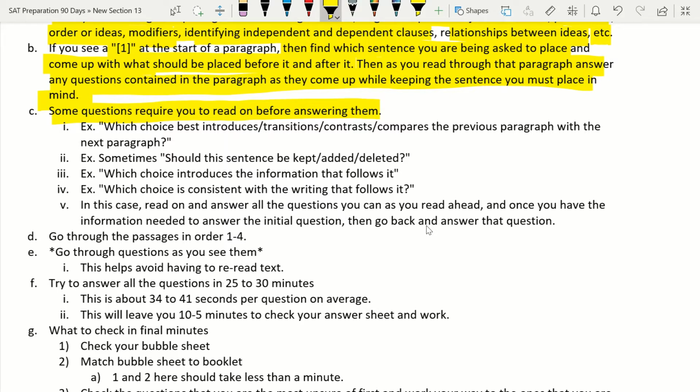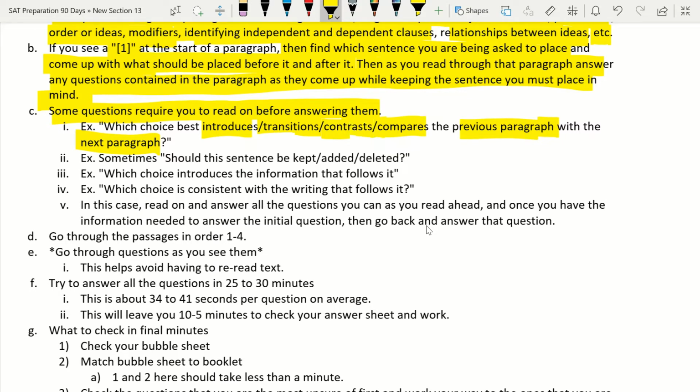Some questions that you're going to need more context on before you answer them are generally going to look like this: which choice best introduces, or transitions, or contrasts, or compares the previous paragraph with the next paragraph, right? That'll come at the beginning of a paragraph, but you don't know what your new paragraph's about, so you have to continue reading the paragraph in order to answer that one correctly.